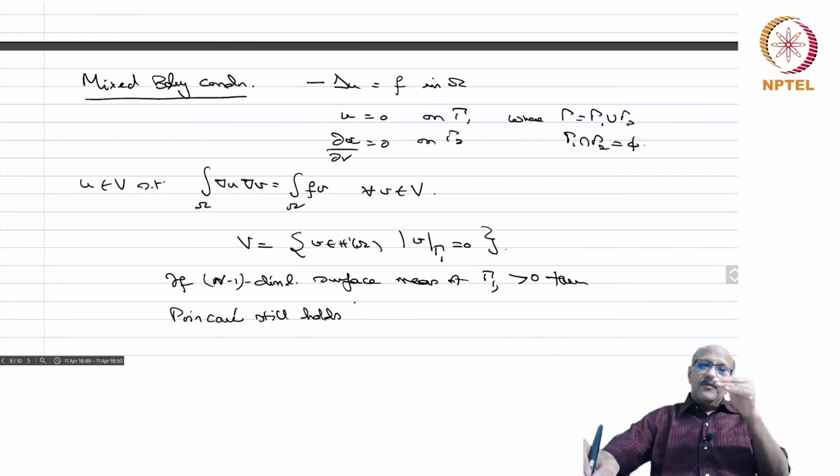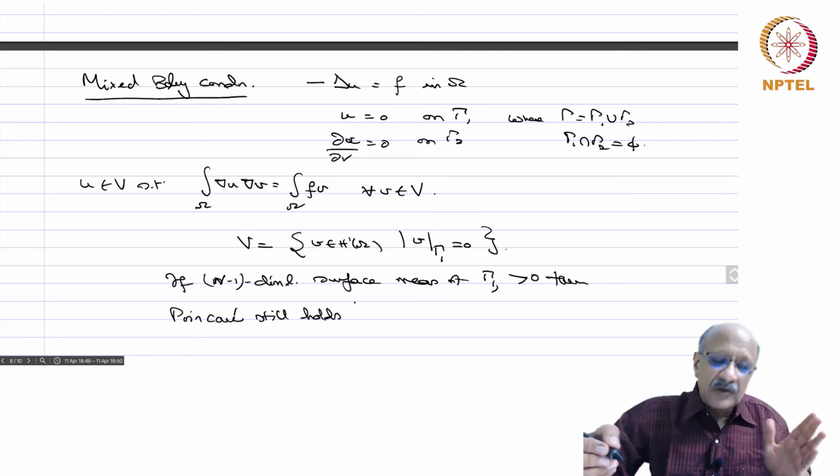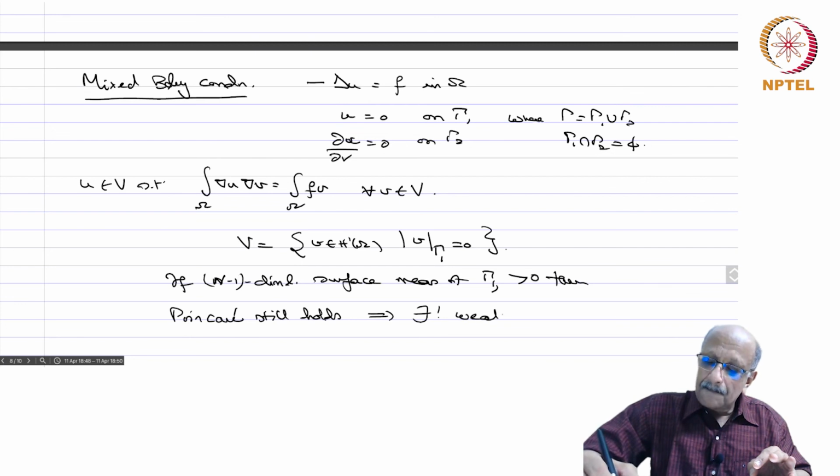That's because, what is this? If the gradient is 0, then the function is a constant. But if it is 0 on a part of the boundary with positive surface measure, then the constant function has to be identically 0. So that is the idea. So Poincare still holds, which implies there exists a unique weak solution.